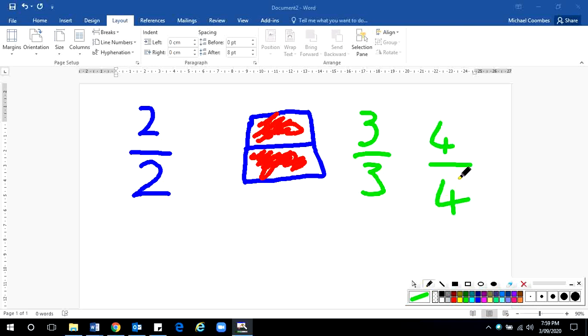4/4. Okay, so we break the shape up into 4 parts. We're looking at all 4 of those parts, which means you're looking at the whole shape. All right, so 4/4. There's my shape again. I know it doesn't look very equal, but let's pretend they are. 4/4 means we're looking at 1, 2, 3, 4. We're looking at the whole shape. So 4/4 is 1 whole.